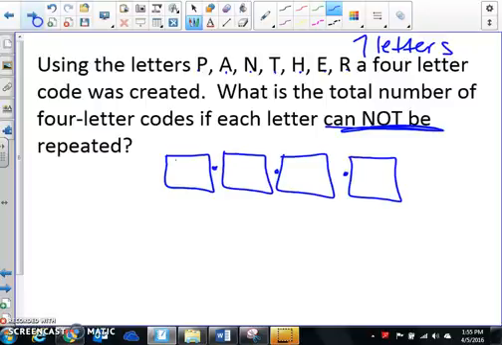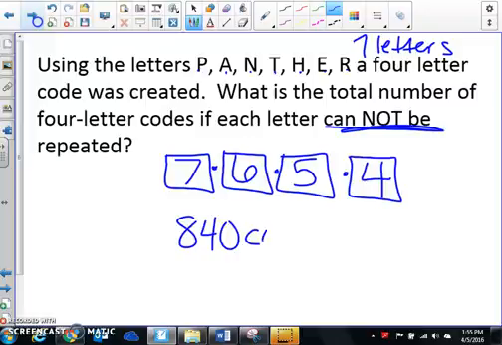Okay, so I can use any of those letters, but it cannot be repeated. So for instance, if I used P for my first letter, I can't use P ever again. So then it goes down to 6. Let's say I had PA. Well, I can't use A again. So now I only have 5, and so forth. That's only if they cannot be repeated. If it said they could be repeated, then we would do 7 times 7 times 7 times 7. But this time it's not. So I do 7 times 6 times 5 times 4, giving me 840 different combos.